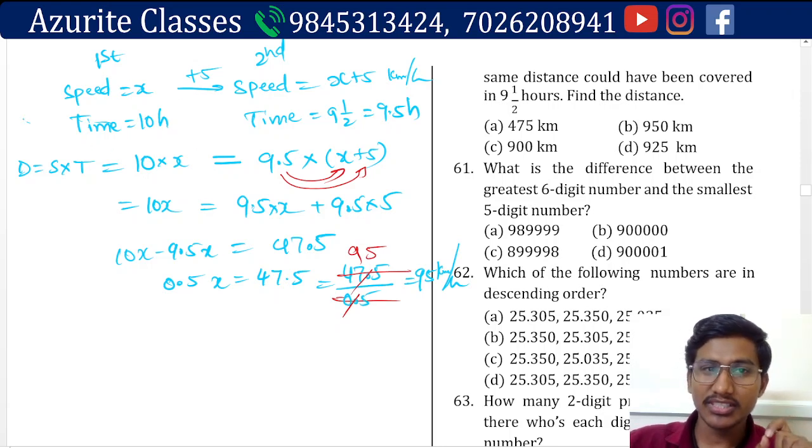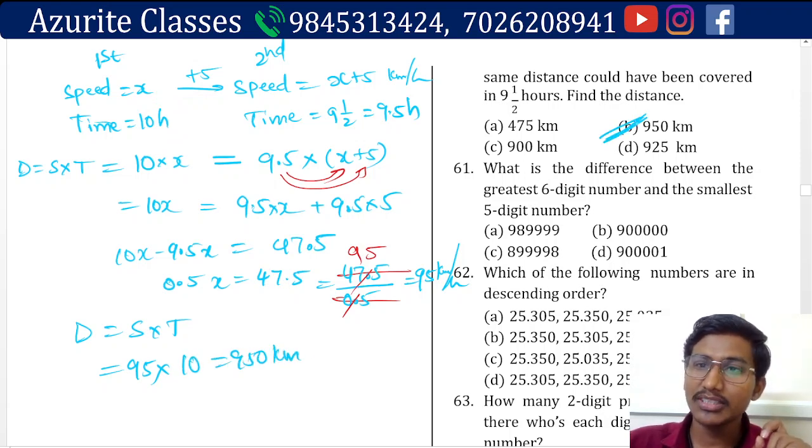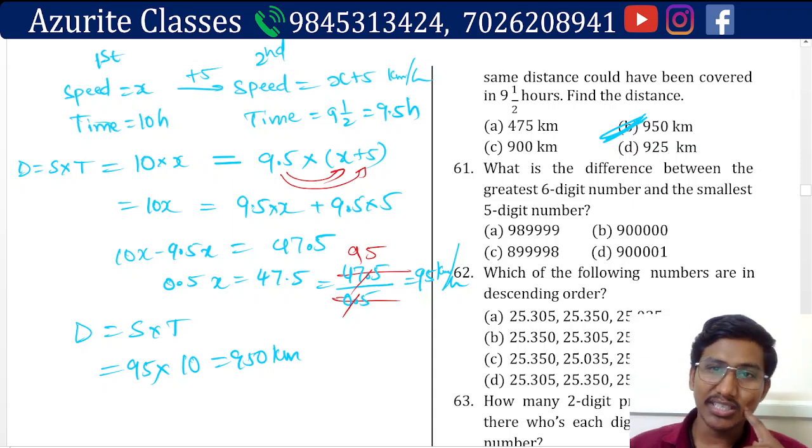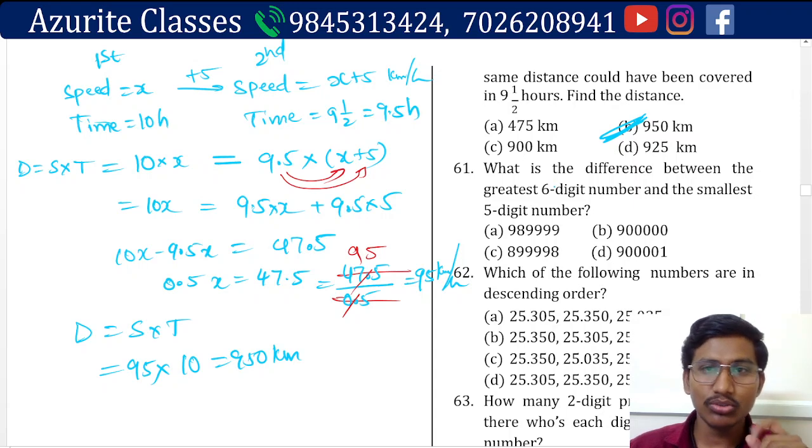For the first time, we already know the time, right? The time is 10 hours, so the distance will be speed into time. The speed became 95, and the time for this x is 10 hours. So we multiply by 10, and 950 kilometers is the answer. 950 kilometers will be the answer, option B here. That is how you have to do it, or you can go with options. How to go with options?